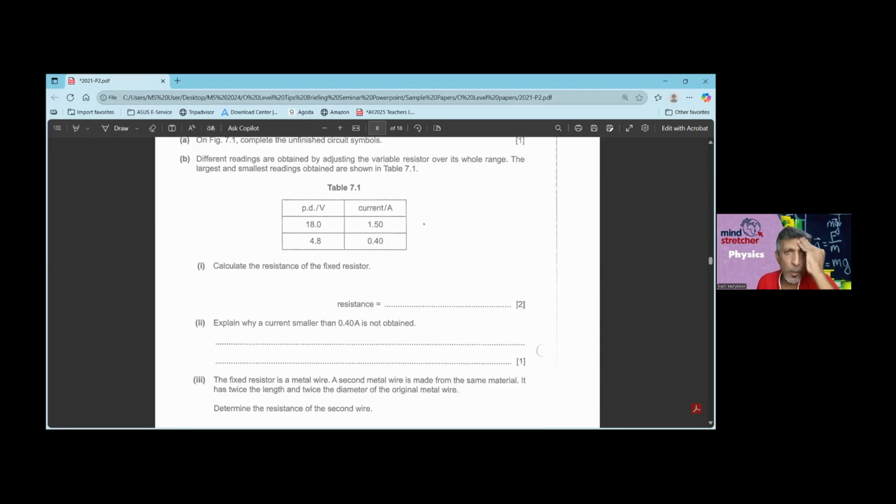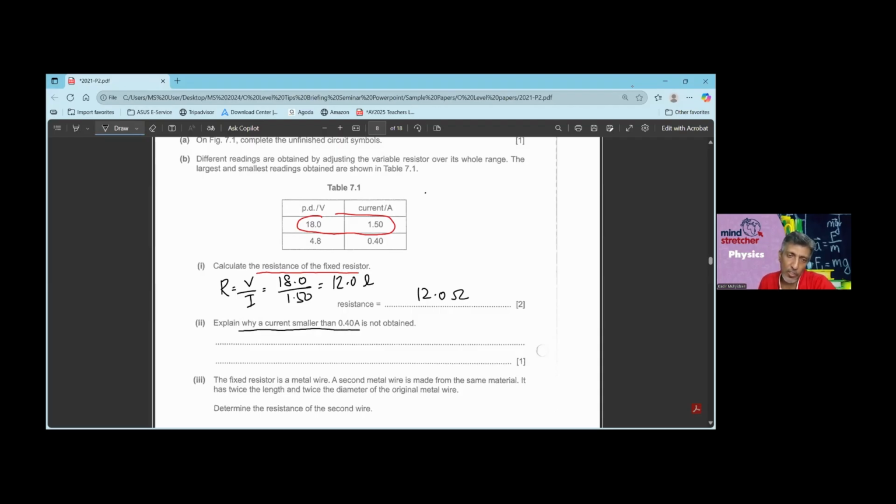It said different readings are obtained by adjusting the variable resistor. The largest and smallest readings are given here. So calculate the resistance of the fixed resistor. You can choose any one of these values and work it out. Resistance, because they say it's fixed, is V over I. So you can use 18 divided by 1.50. You can get 12 ohms.